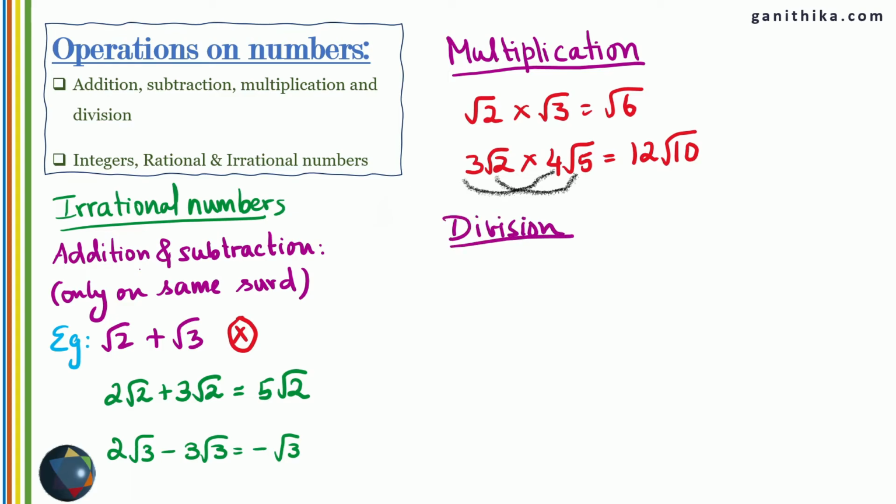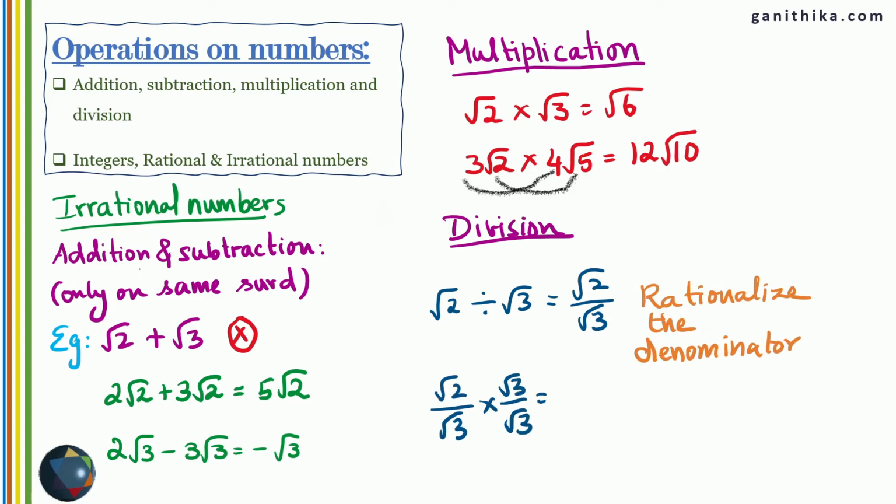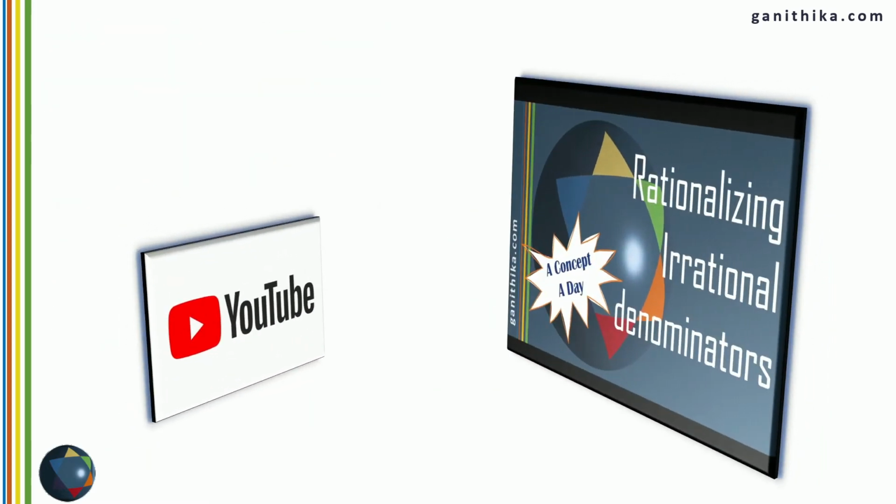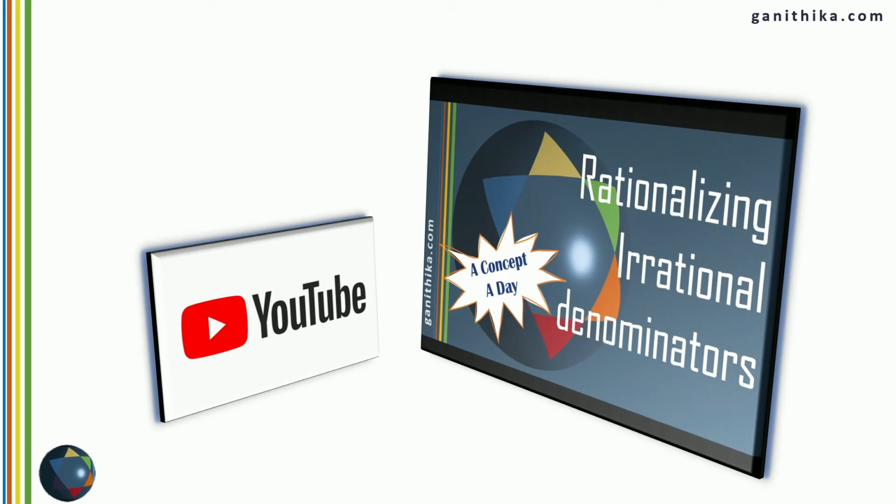Division of surds: square root 2 divided by square root 3. So you will write it like this if you don't want to change the denominator. But if you want to rationalize the denominator, you will multiply both numerator and denominator by the denominator, which means you will get the denominator into a rational number, 3 in this case. So again, if you want to understand what is rationalizing irrational denominators, you have a video in this channel for which the link is given in the description box below.